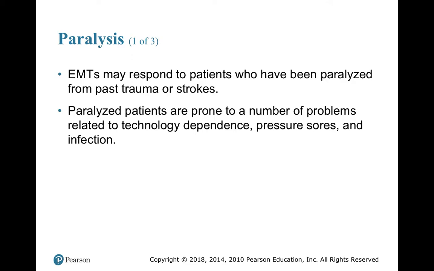As you can see, these patients are prone to a number of problems. Some of them are dependent on technology to help them move and get around. But they're also more prone to develop things like pressure sores or decubitus ulcers from just sitting in the same spot for long periods of time. They are also more prone to getting infection, especially bladder infections if they're not able to urinate on their own. And they're also very likely to develop blood clots because of the lack of movement. So there are many things that we need to assess for when we're dealing with patients who are paralyzed.